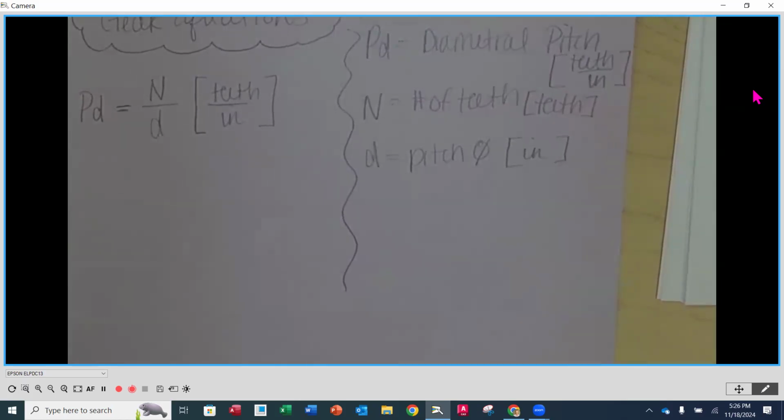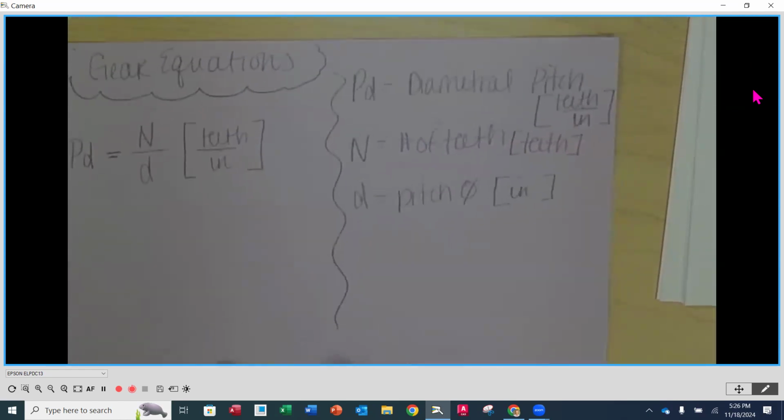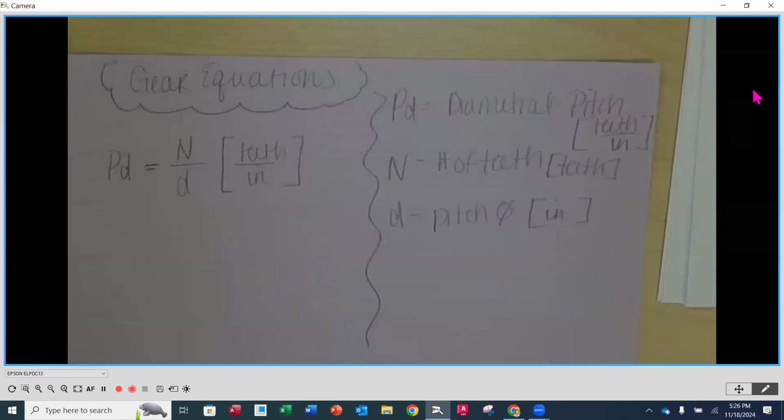All right. So this is our equation for diametral pitch. This relates those three items. And the big deal here is just getting used to diametral pitch and pitch diameter. It's what they're called, and that's it.